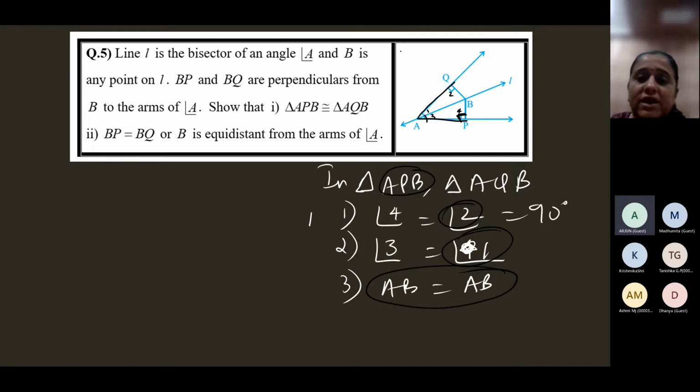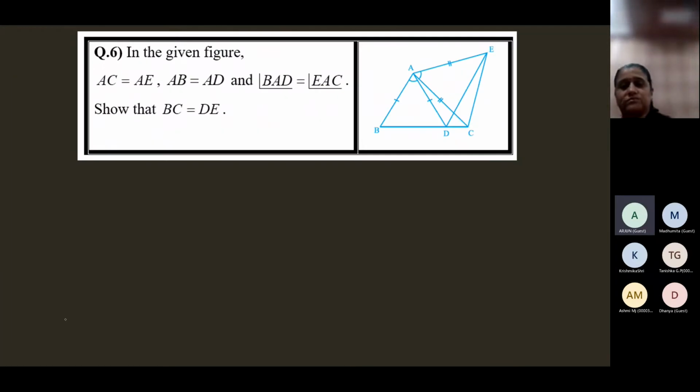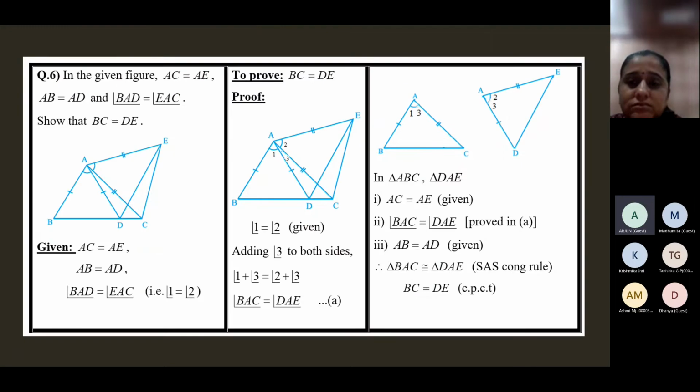So is it ASA or AAS? AAS, ma'am. It's 2 angles and some other side. It's not the included side. Yes, ma'am. Very good, Arjun. By AAS rule, the 2 triangles are congruent. Go through and one of you will explain this. You've already written this in your notebook. I want one of you to explain this.